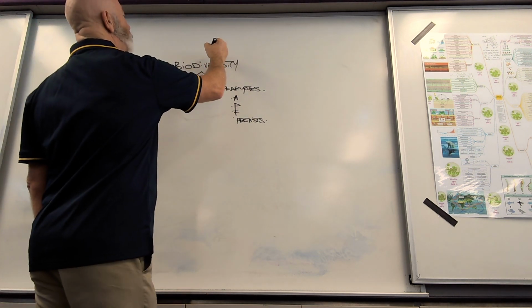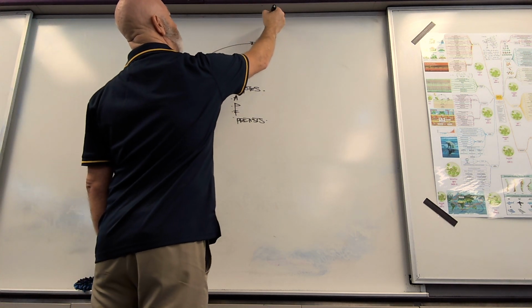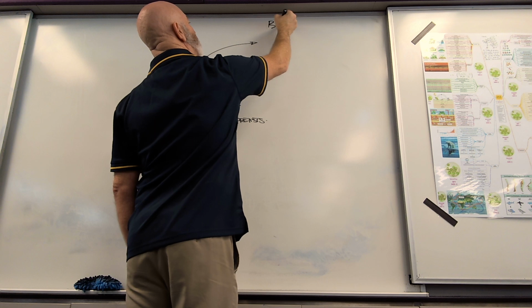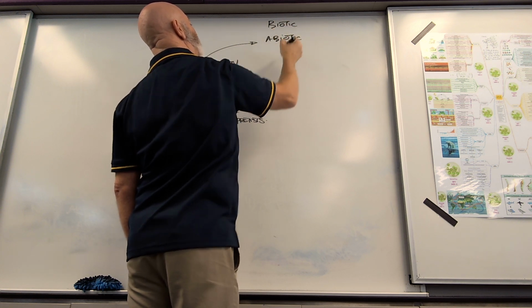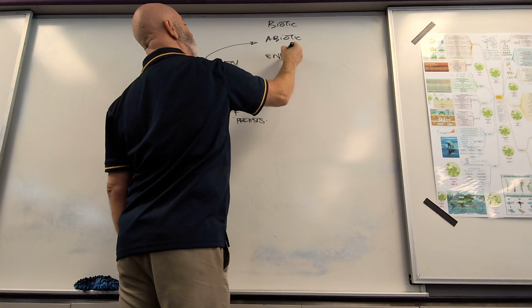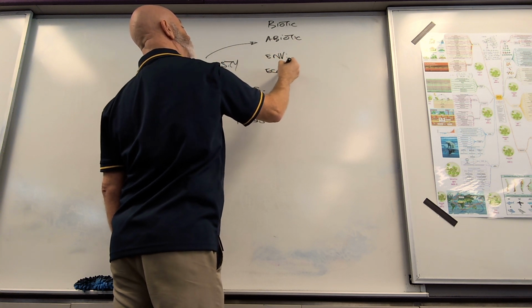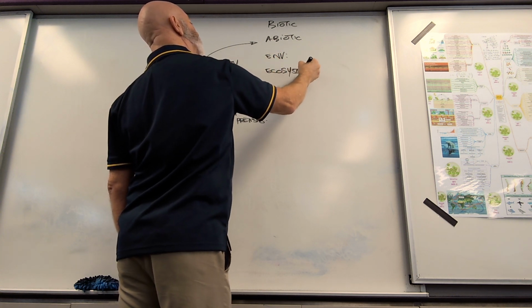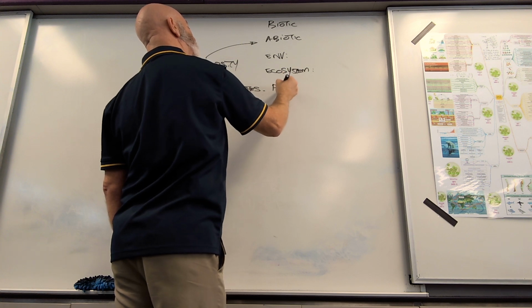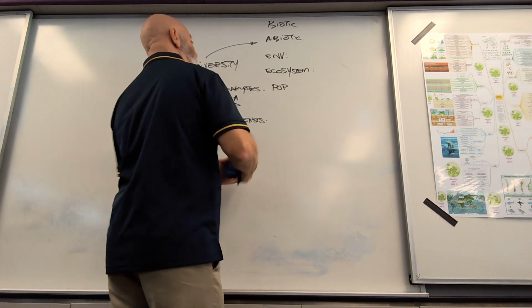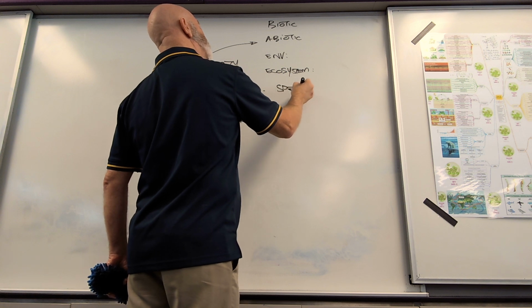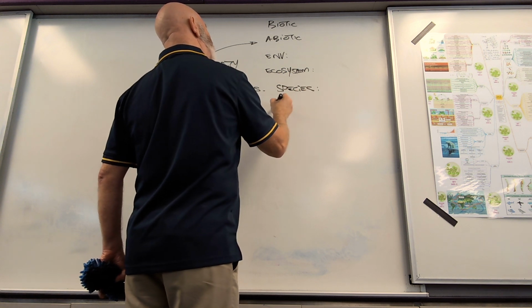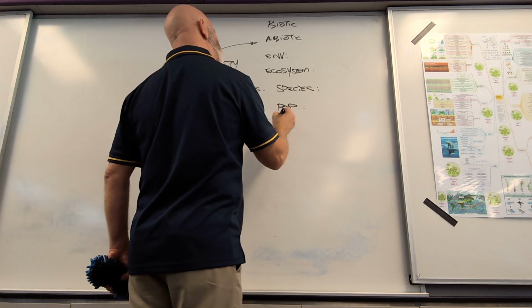So we need to know terminology. So we'll go through biotic, abiotic, environment, ecosystem. Before we do population, we'll do species. Population.